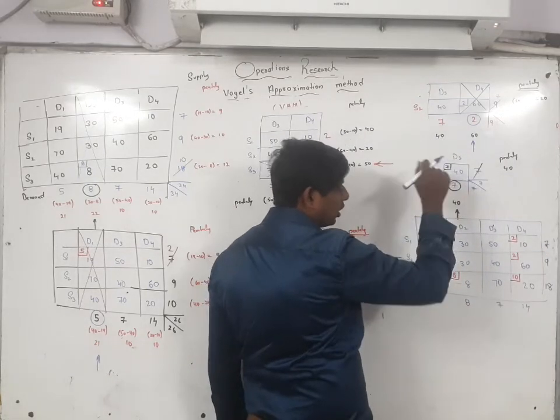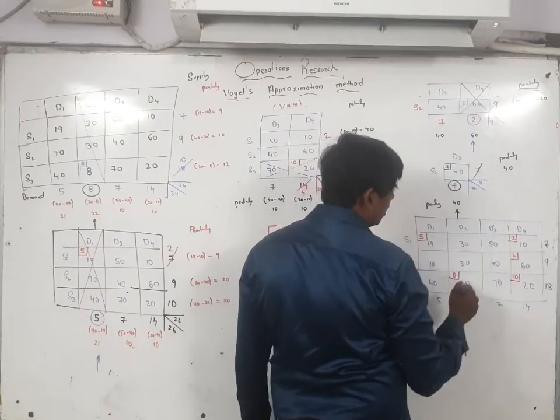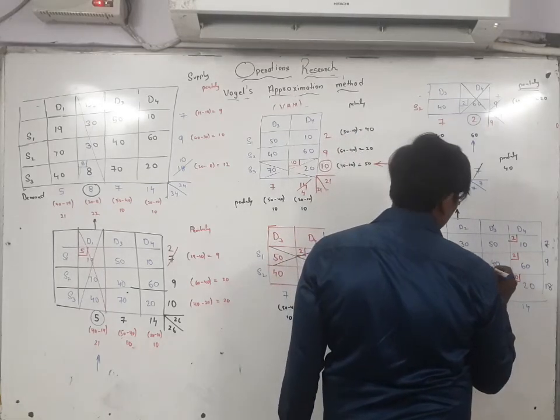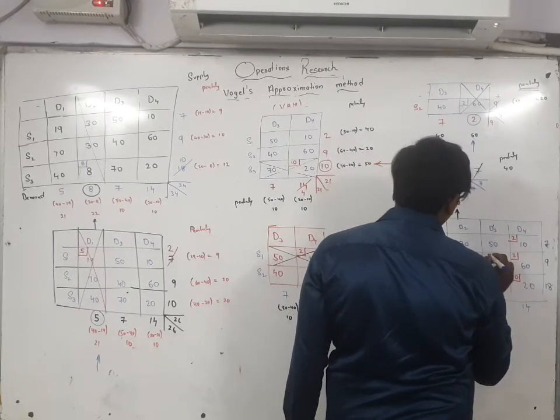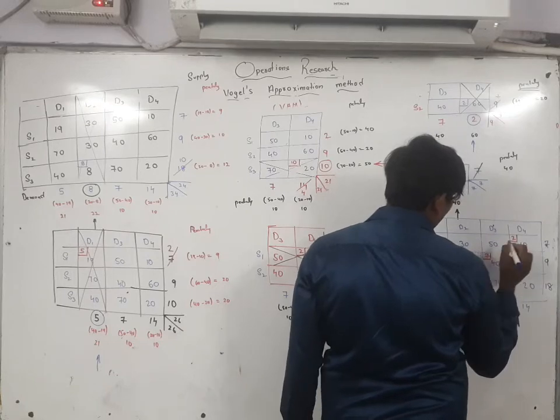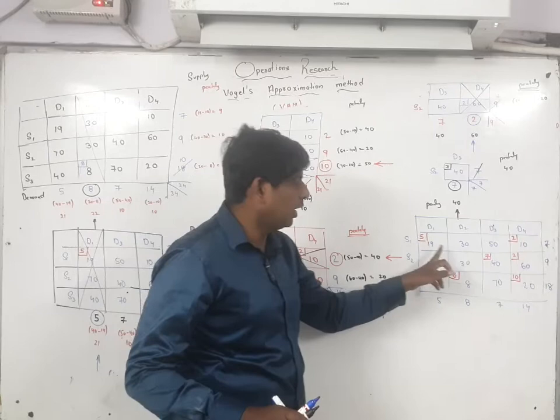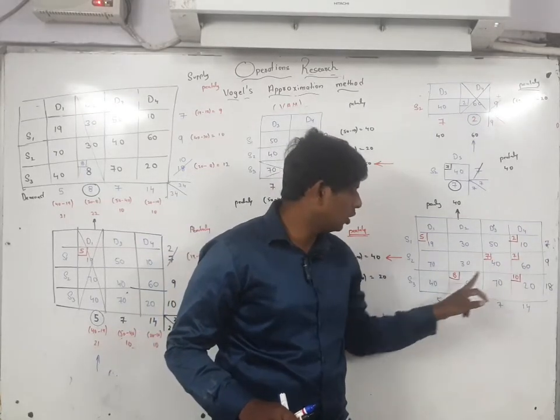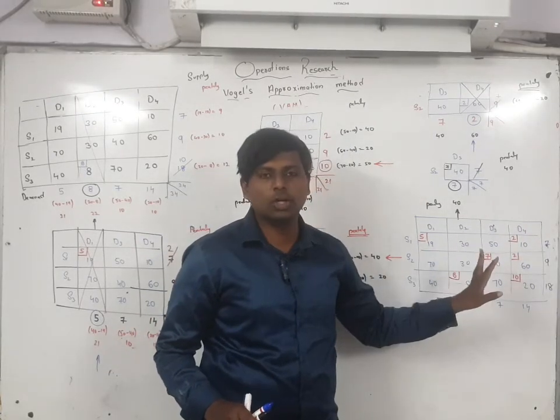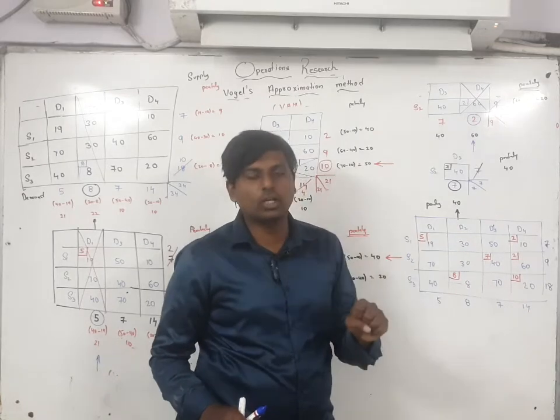In 40 the allocation is 7. So in 40 the allocation is 7. So how many allocations did I get? 1, 2, 3, 4, 5, 6. I got 6 allocations.